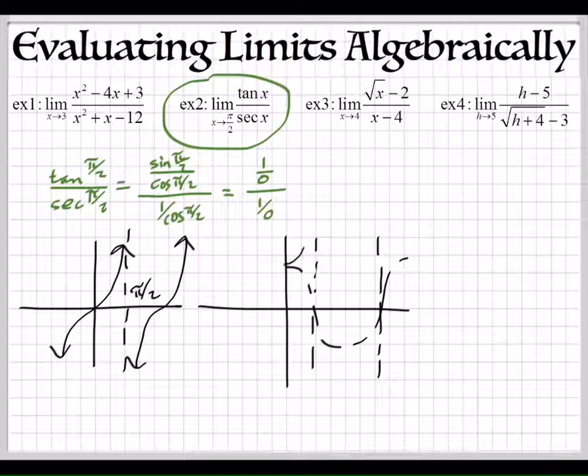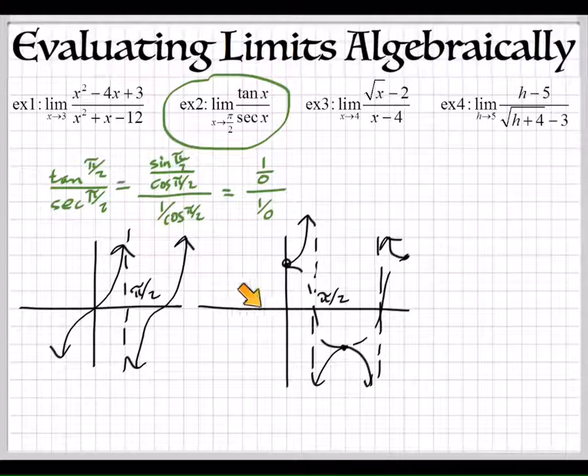Our secant graph includes these cute little parabolas at the maxes and mins of cosine. You guys remember this? So look at that. As I approach pi over 2, which is this guy right here, where cosine is 0, as I approach pi over 2 from the left, it's going to positive infinity. As I approach it from the right, it's going down to negative infinity. So we have infinity over infinity, which is indeterminate.